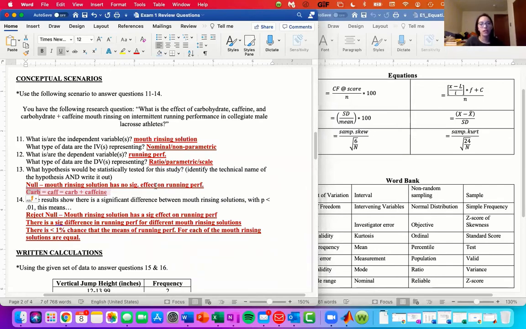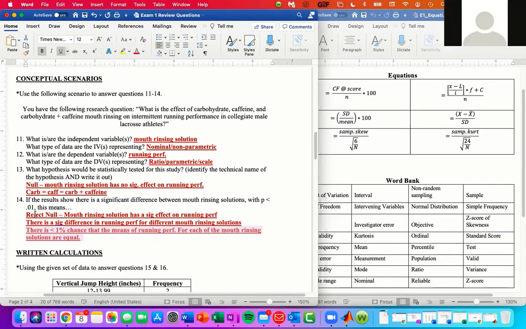I think this bottom one probably most directly answers the question the way that I worded it, because I already told you there was a significant difference. But essentially, if that happens, you reject the null and then you accept the research hypothesis, which is the opposite of the null. Okay. Someone had a question?